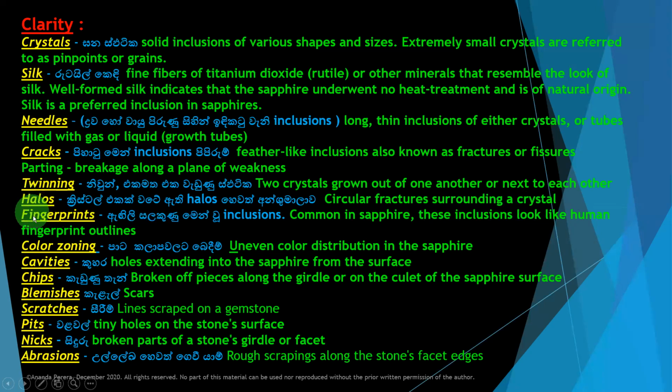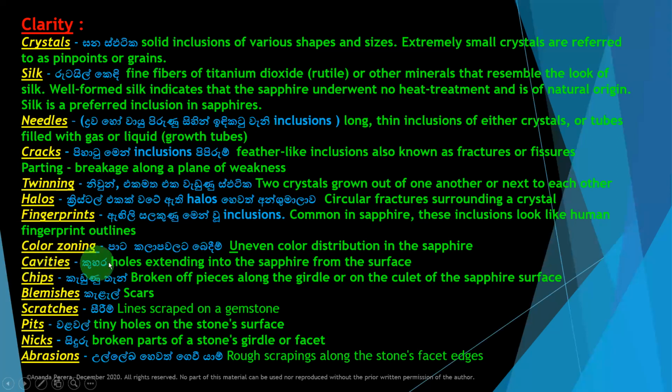Halos: circular fractures surrounding a crystal. That is called halos. Fingerprints: common in sapphire. These inclusions look like human fingerprint outlines. That is called fingerprints. Color zoning: uneven color distribution in the sapphire. It gives a very low price to the sapphire. If color zoning is there, the sapphire price goes down, very low price. So remember to check the clarity of these things.